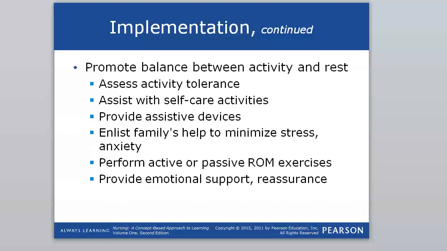Promote the balance between activity and rest, assess activity tolerance, and help them with self-care activities. They may not be able to give themselves a bath. You may want to assist them so they don't use all their energy for that. Provide assistive devices. Enlist family's help to minimize stress and anxiety. Perform active or passive range of motion exercises, and promote emotional support and reassurance.